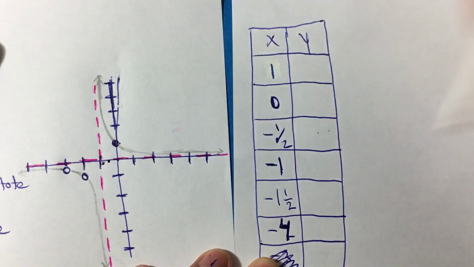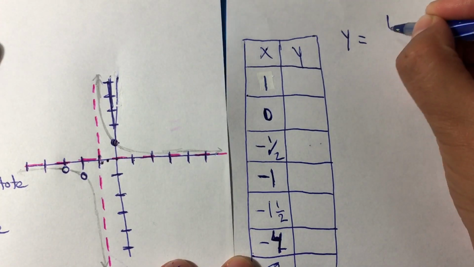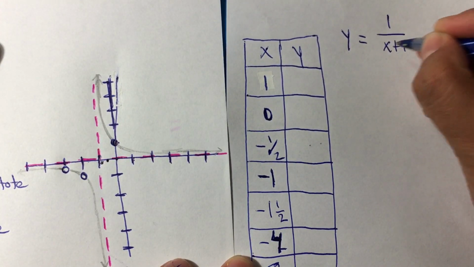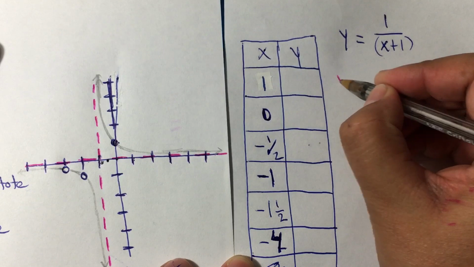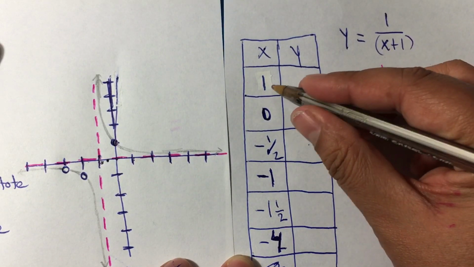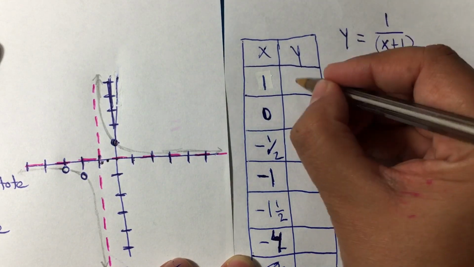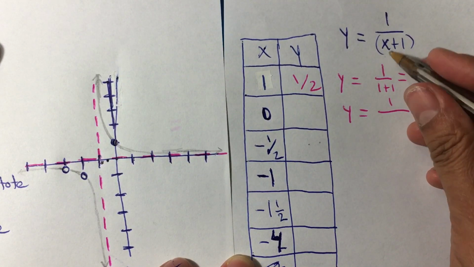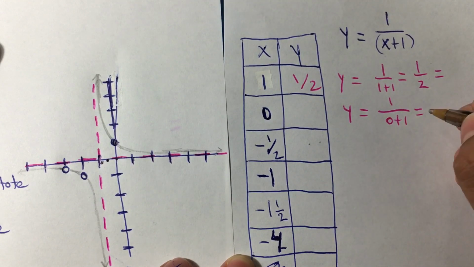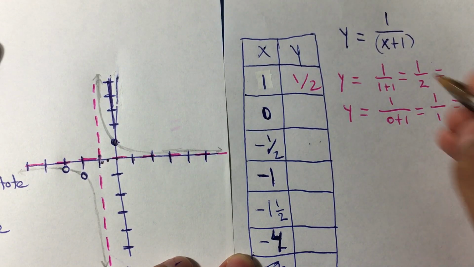Okay, so we copy the simplified, which is y is equals to 1 over x plus 1, and start substituting our values. So y is equals to 1 over 1 plus 1. 1 plus 1 is 2, so it's just 1/2. For 0, y is equals to 1 over 0 plus 1, and this is even the y-intercept, which we already have as well, but that's okay. So 0 plus 1 is 1, which is 1 divided by 1 is 1.